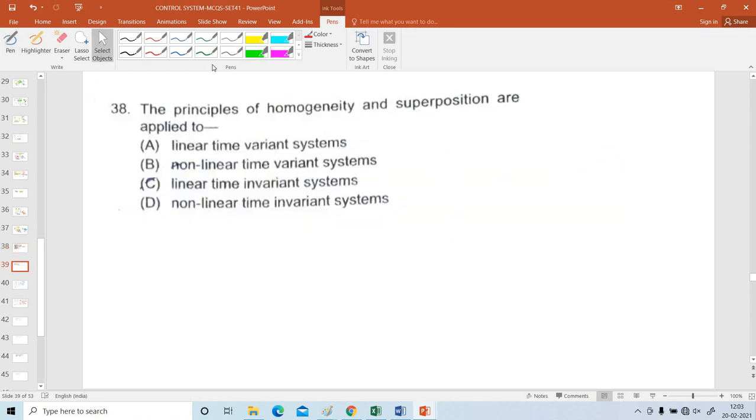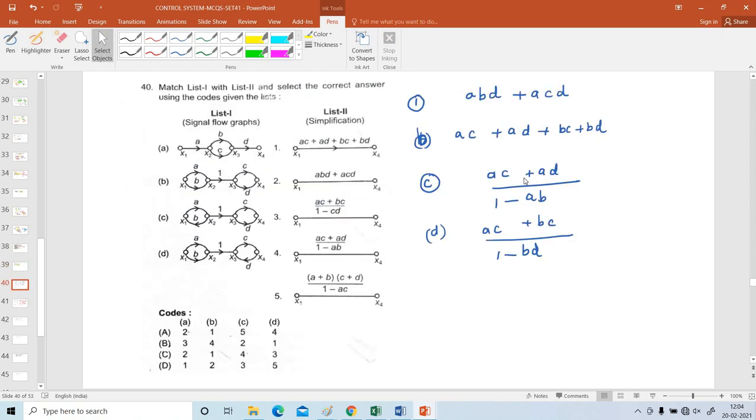Next, the principle of homogeneity and superposition are applied to linear time invariant systems only. Next, match list 1 and 2. Select the correct answer using the code in the given list. So first A: ABCABD, first forward path. Then ACD, second forward path. So the answer is ABD plus ACD, that is 2. A is 2.